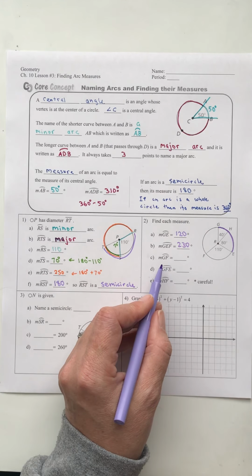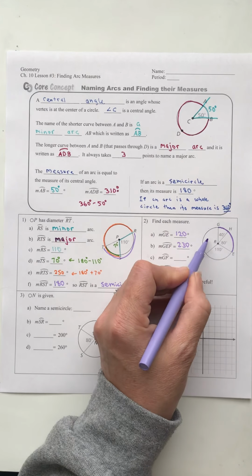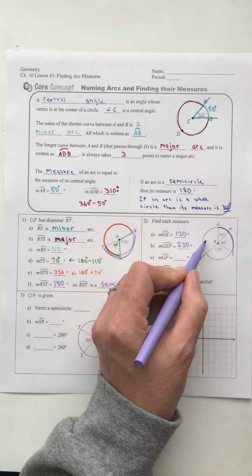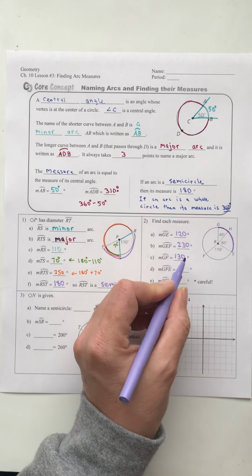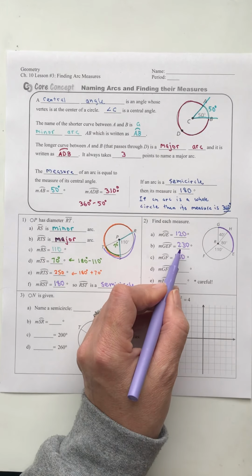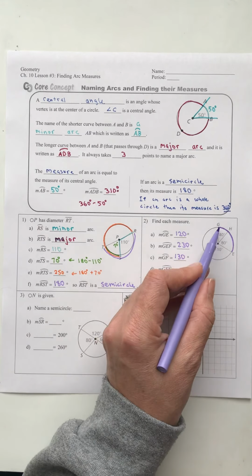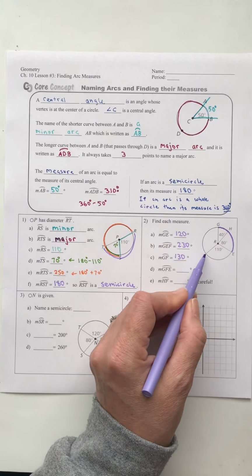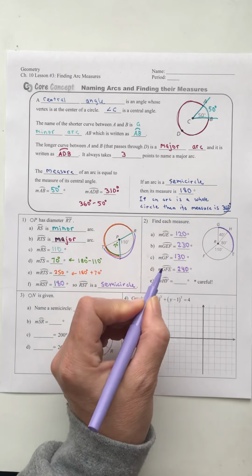And the measure of arc GF would be this one, the shorter distance between G to F, not the long way around, but the shorter way around, and that would be 130. You would have gotten that by 360 minus 230. And the measure of arc GFE would be 130 plus 110, or 240.